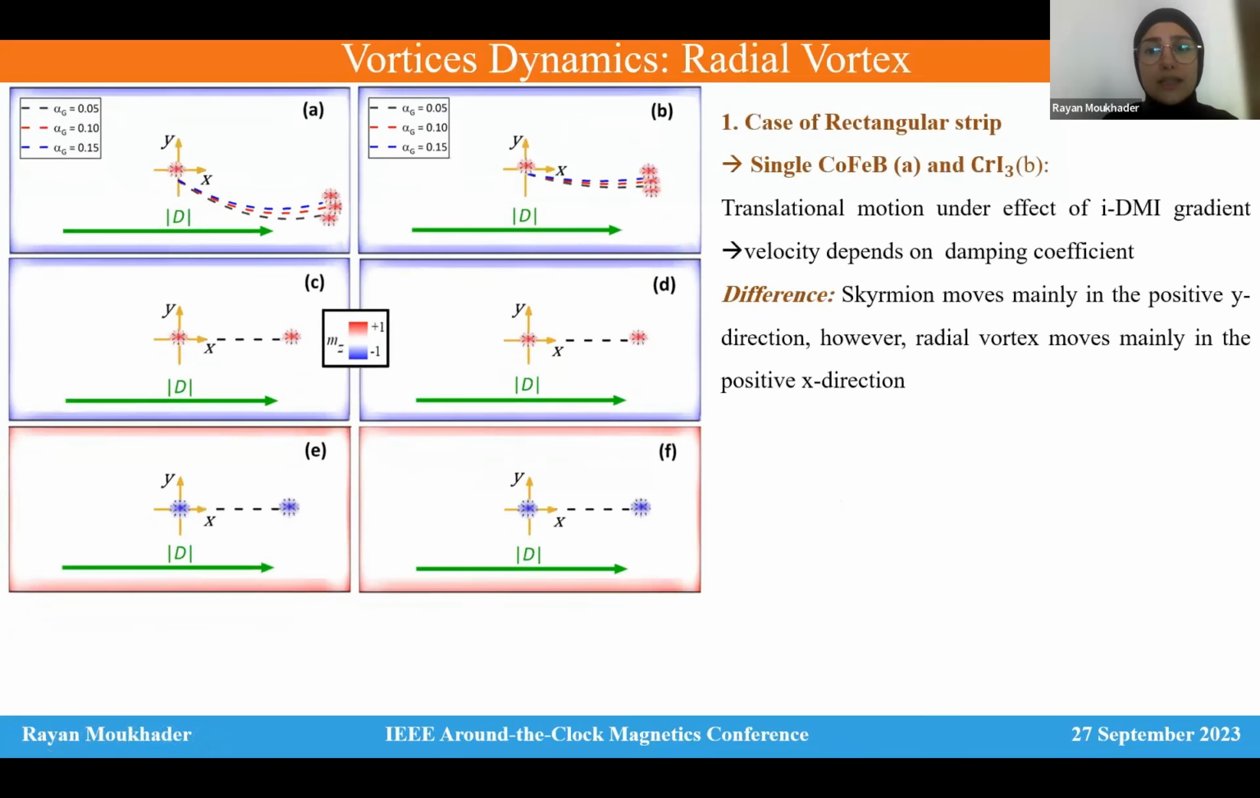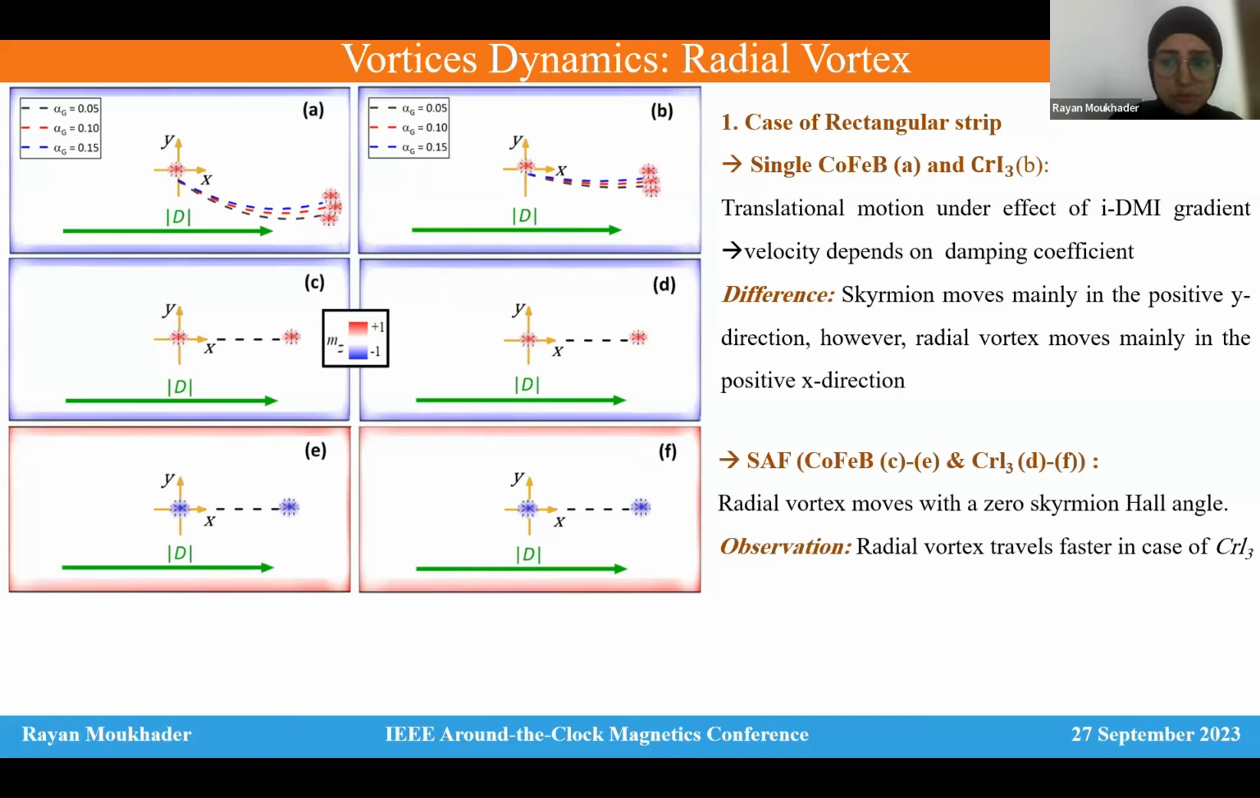Now, concerning the dynamics of the radial vortex in single layers of COFAB and CrI3, we see that they share somewhat similar dynamics, so that translational motion is observed under the effect of the DMI gradient, and the velocity also depends on the damping coefficient. So they share similar dynamics with the skyrmion, but the only difference is that here the radial vortex moves mainly along the positive x direction with a negative movement along the y-axis. Considering SAF, we see that the radial vortex will also move with zero Hall effect, or zero Hall angle, due to the fact that the topological charge is also neglected.